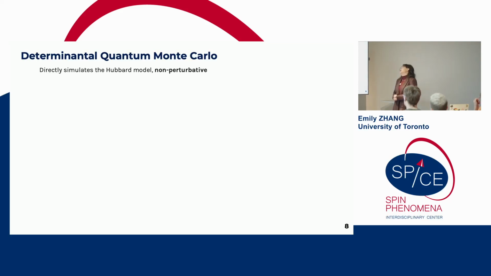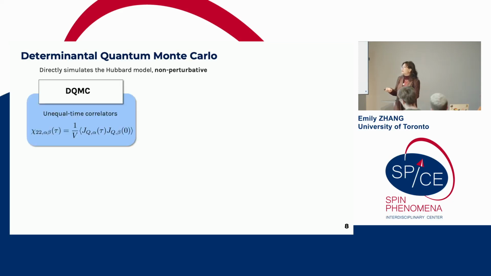So what we do is determinantal quantum Monte Carlo, and this directly simulates the Hubbard model, and it is a non-perturbative approach. I won't get too much into the details of what this method does, but if you're interested in how DQMC actually works, you can talk to me after. Essentially what DQMC measures is unequal time correlators. And we can use these unequal time correlators to calculate the heat-current correlator in imaginary time. But that's bad because we don't want to be in imaginary time. We want to be in real time.